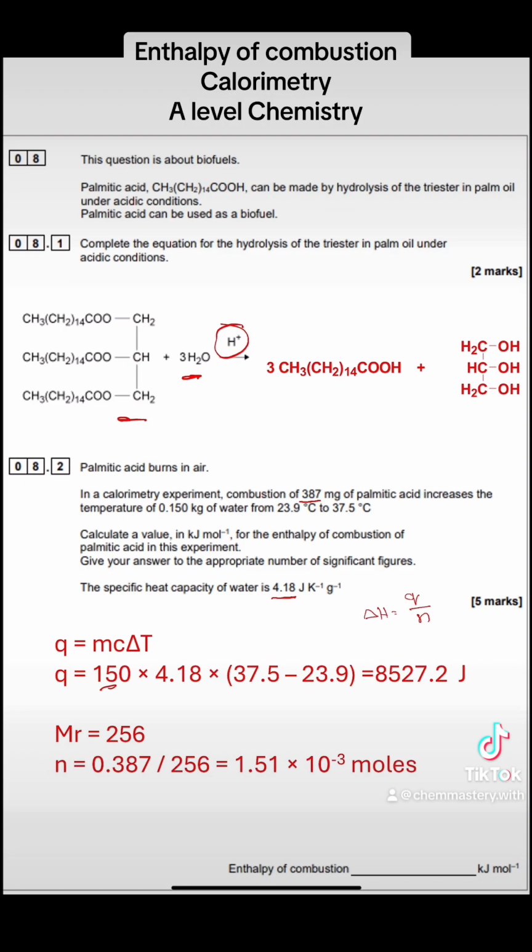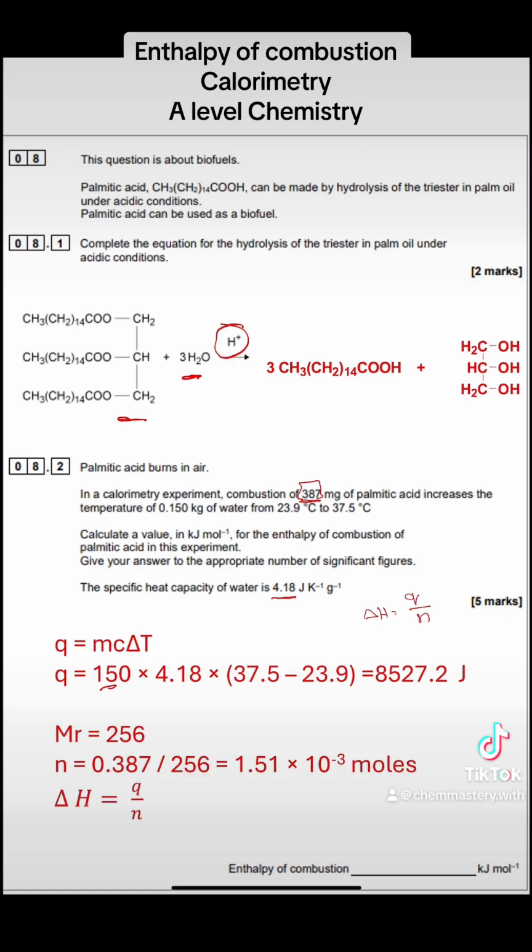256. And then the number of moles will equal the mass of palmitic acid in grams. They give us in the question the mass in milligrams, so we have to divide it by 1,000, so it's 0.387 grams divided by the Mr, which is 256. That will give you the total number of moles, which is 1.51 times 10 to the minus 3 moles.